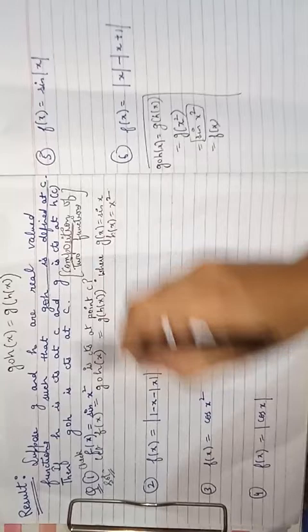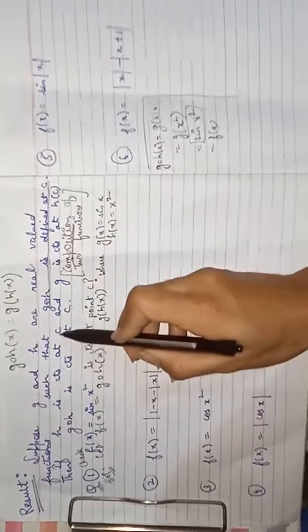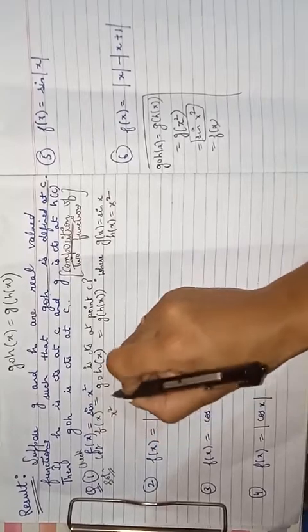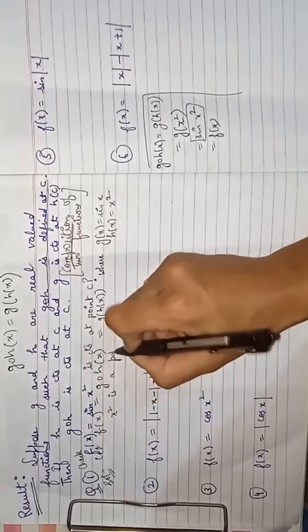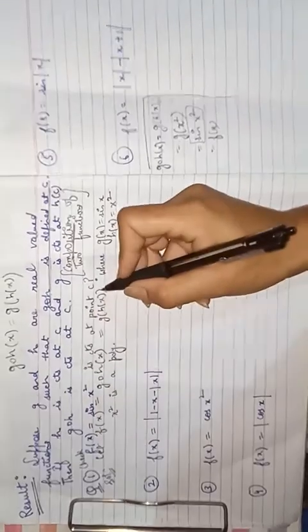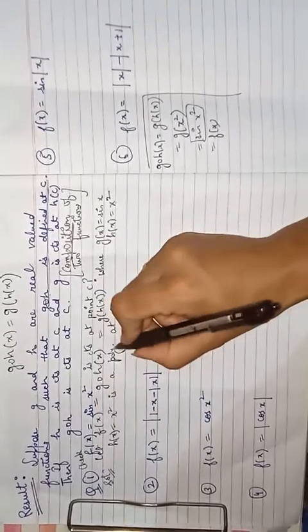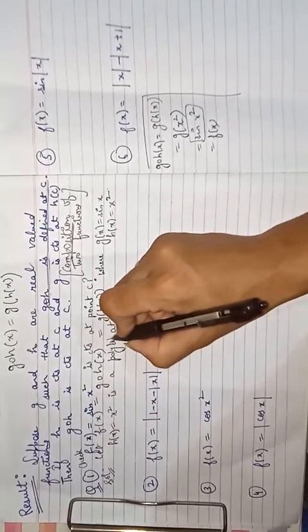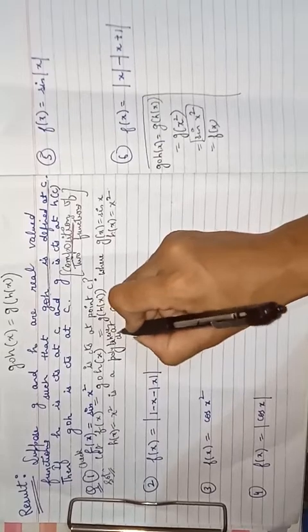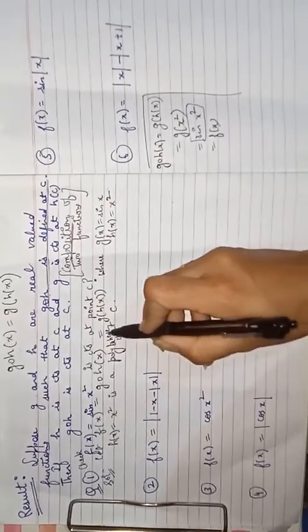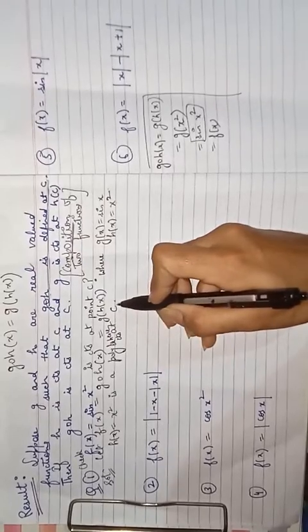Now using this property, check h is continuous at c. You know that x square is a polynomial function, which is continuous everywhere, so it will be continuous at point c also. You can write h of x equal to x square is a polynomial, and hence it is continuous at point c, right?